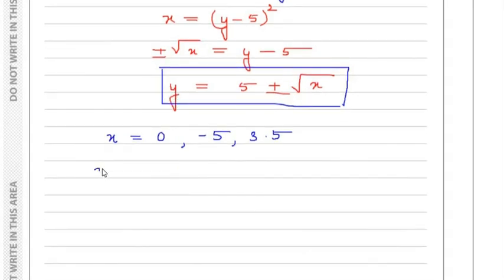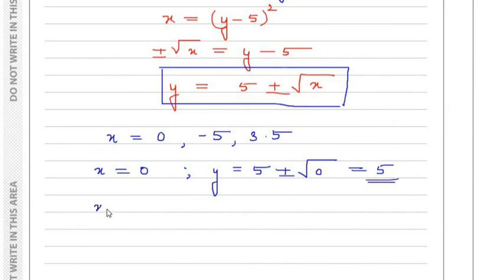So let us see what we get when x is equal to 0. When x is equal to 0, y will be equal to 5 plus or minus square root of 0, which ends up as only 5. So this is the first value of y.